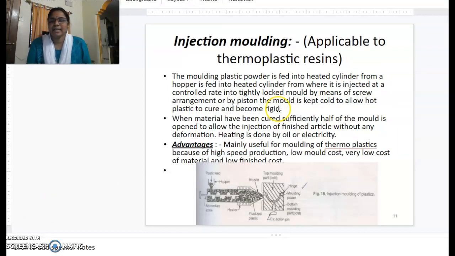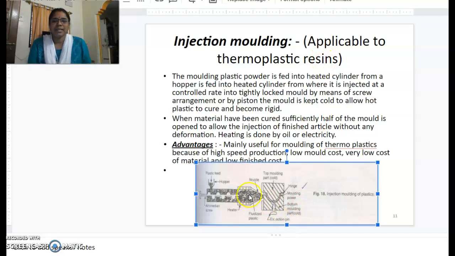The next type present in our syllabus is injection molding. This technique is applicable only for the preparation of thermoplastic resins. That is the main difference between compression and injection: compression can prepare both, injection is only applicable for thermoplastic resins. Now look at this diagram.